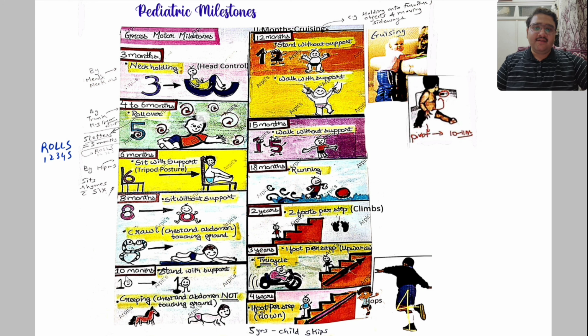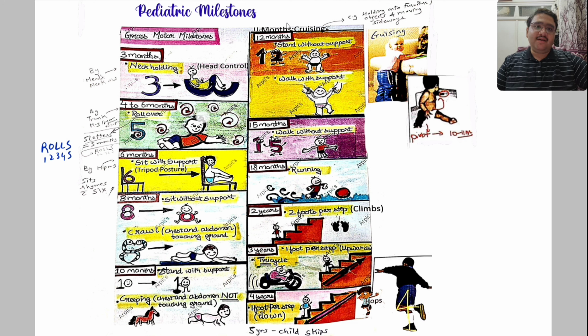Then at 10 months stands with support. So you can write a 10 like this. So 1 becomes a stick. So baby is holding a stick. So 10 months stands with support. And also at 10 months creeping. Creeping is like crawling, but chest and abdomen is not touching the ground. So at 10 months creeping.